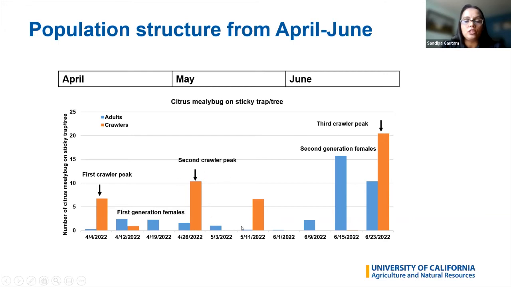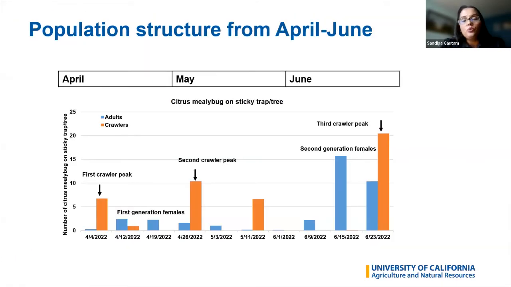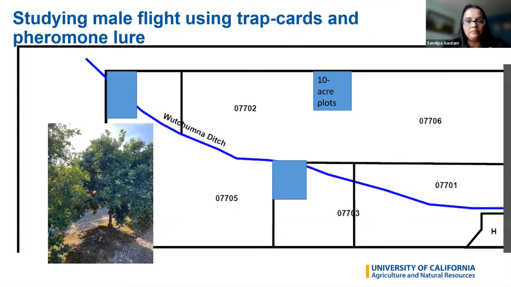And that kind of continued through the second week of May. In the first two weeks of June, we started seeing a second generation of females and a third crawler peak in the last week of June. So what we're looking at here is two complete generations of mealybugs from April to June. And there is more coming as we continue to monitor those trees.